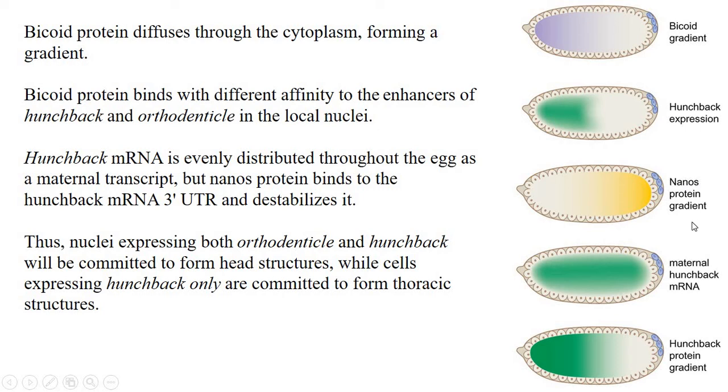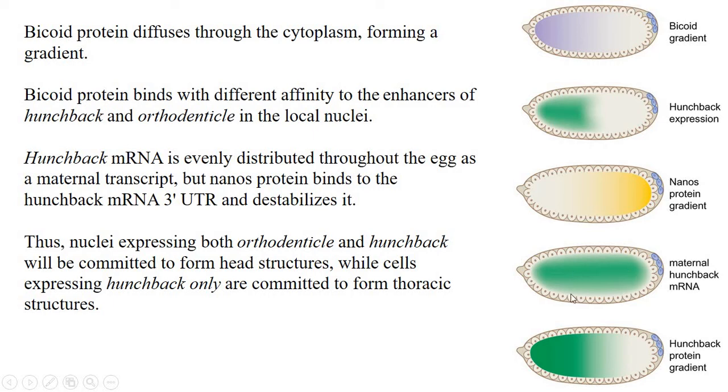Now, nanos protein gradient. Remember, nanos is from the mother, this goes on the posterior side. So here the nanos protein gradient is higher in concentration towards the posterior end, but then it diffuses, and its concentration becomes lower and lower as it moves towards the anterior side. So this hunchback mRNA is evenly distributed in the egg, but nanos protein is in the posterior part, and nanos protein binds to hunchback and destabilizes it. So wherever nanos concentration is high, hunchback expression will be low. So that's why an opposite expression pattern appears.